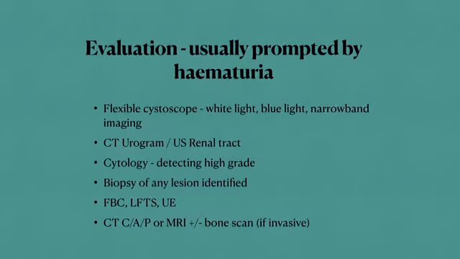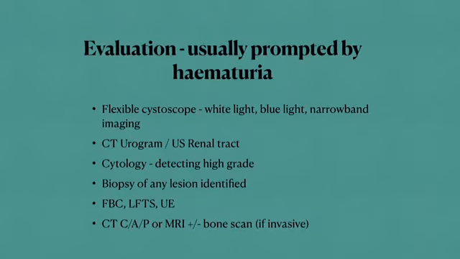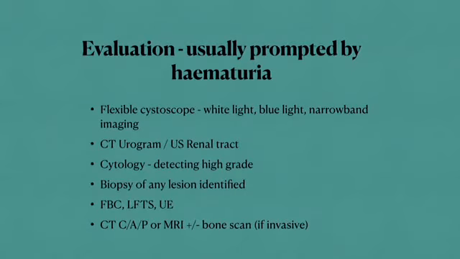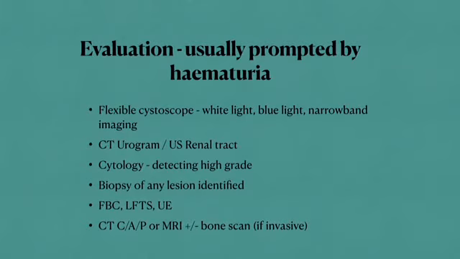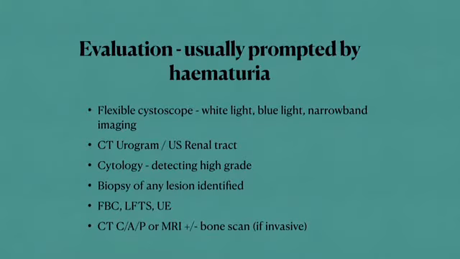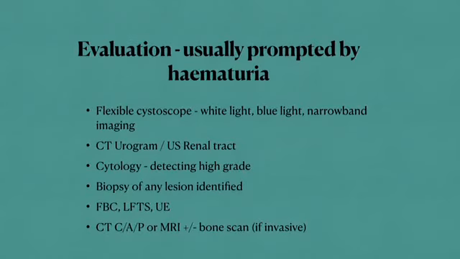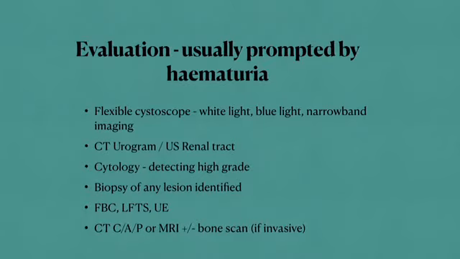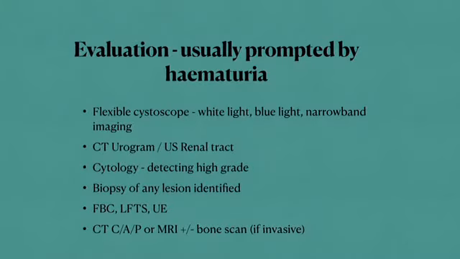Any lesion identified with these investigations will then go on to be biopsied, and it will only be after this and if invasive disease has been detected that a patient will have further imaging to look for metastases. That will be in the form of a CT chest, abdomen and pelvis or MRI, and a bone scan depending on their ALP. You'll also do obviously some baseline blood tests, FBCs, LFTs, UECs.